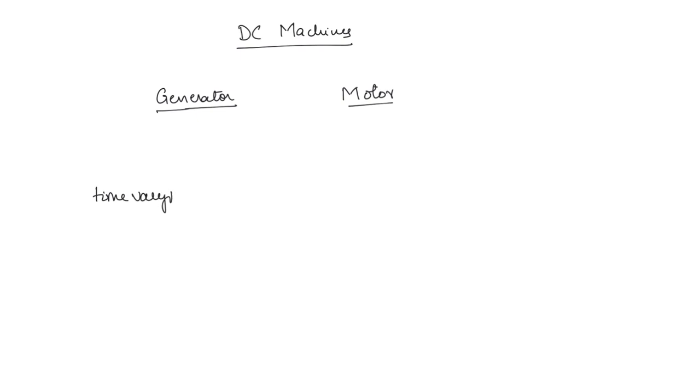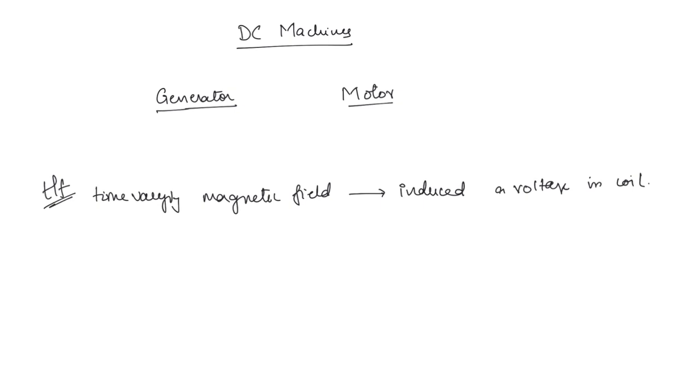Now we are going to start with DC machines. So in DC machines we have the DC generator as well as the motor. Now what is the basic principle of this generator and motor? If you remember, in a transformer, there was a time varying magnetic field which induced a voltage in the current carrying conductor, which is in the form of a coil. This is the transformer basic principle.